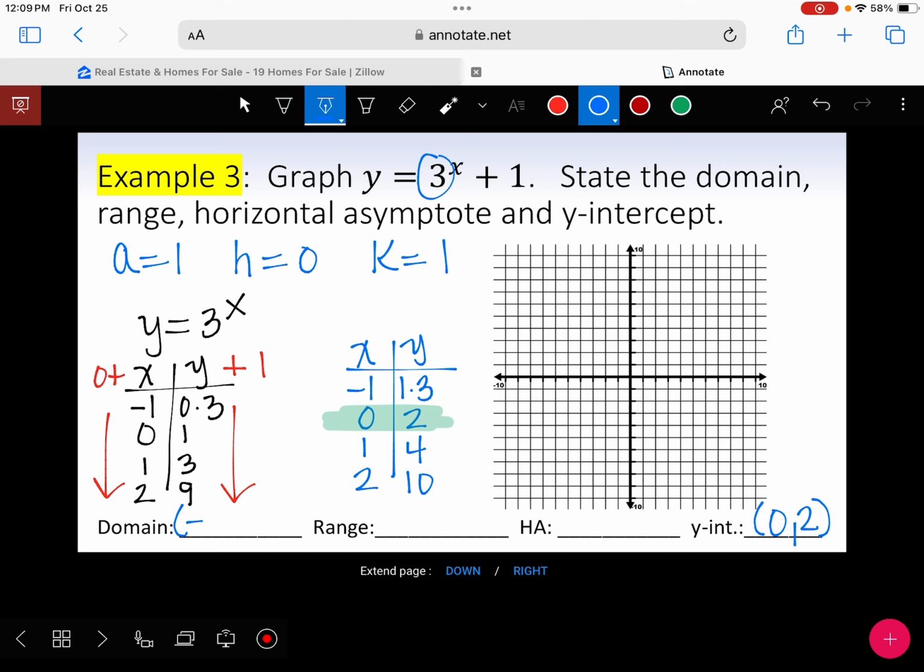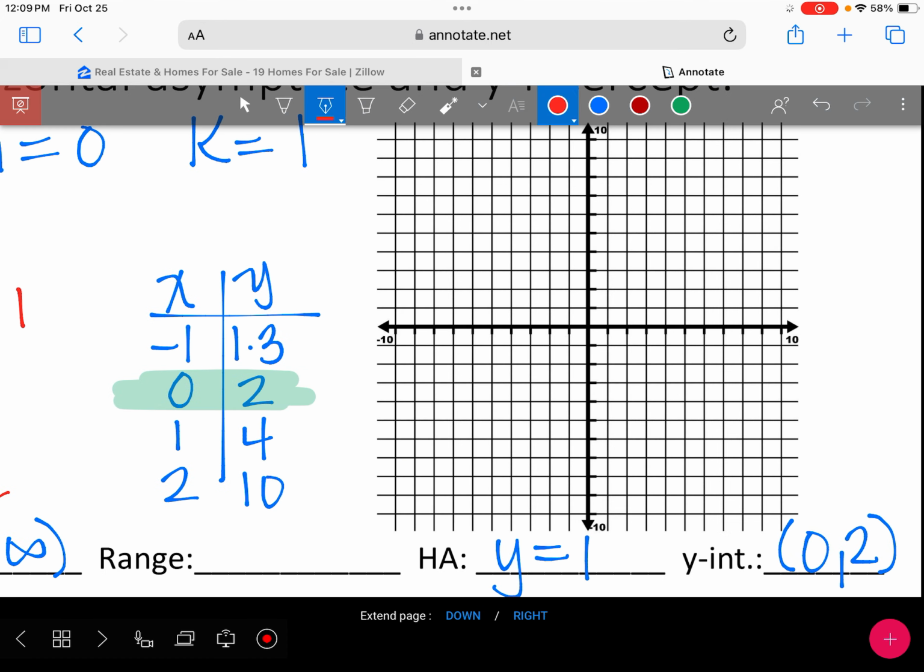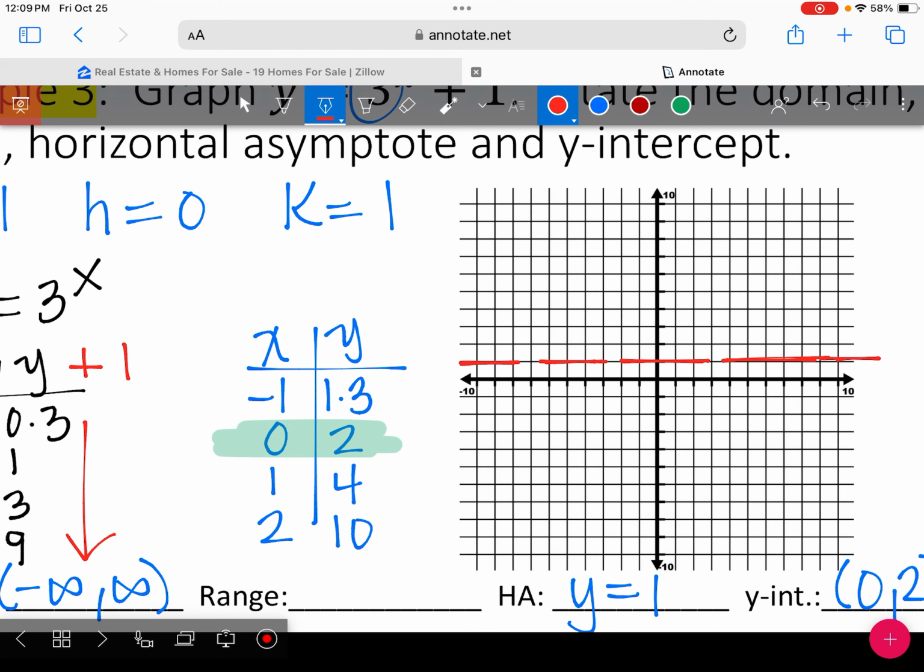And we know our domain. We have a horizontal asymptote where? What's my k value? 1. So we have a horizontal asymptote at y equals 1. I'm going to go ahead and draw that in. And then plot my points and we're done.